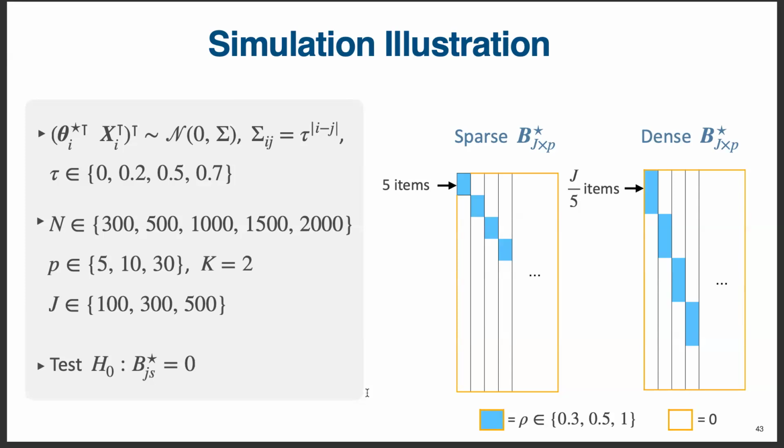Our goal in the simulation is to focus on testing the regression coefficients for X. We consider two different settings. One is this sparse setting, where for each covariate, 5 out of J questions are biased. The dense setting is where 20% of the items are biased.